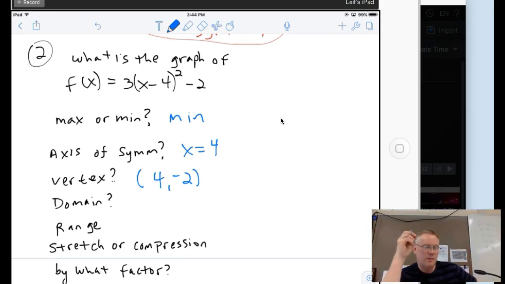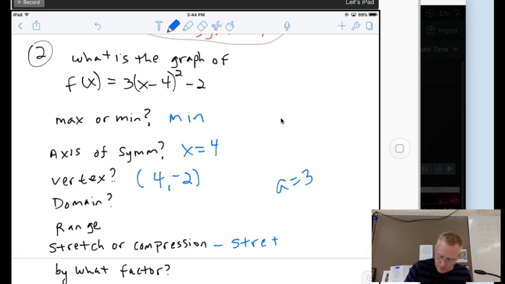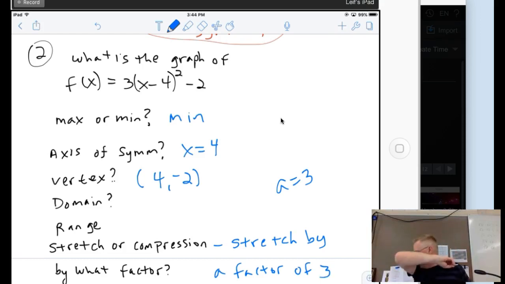Let's get to the stretch or compression thing over there. Now, I wrote it down. You have enough information here to do it. You know that a is 3, which means it's greater than 1. Therefore, it's going to be a stretch, and since a is 3, it's by a factor of 3. Nothing complicated there, and I'll show you in a minute why that is.